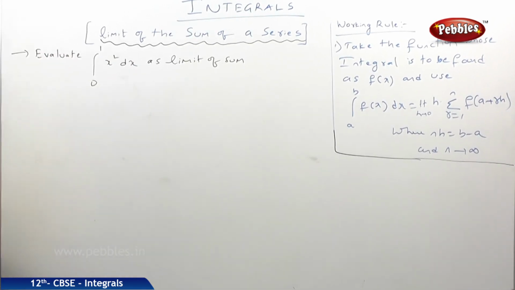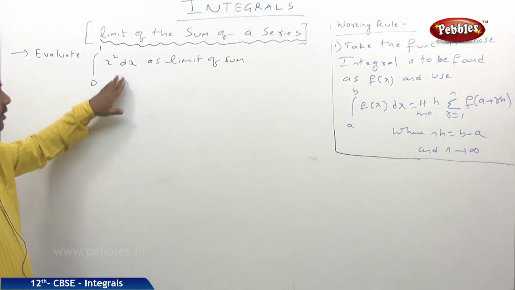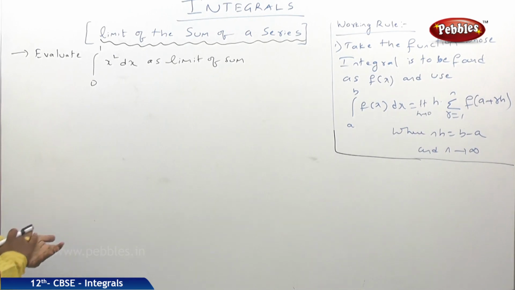Now we shall be seeing the last problem of the integrals and the last pattern. Evaluate integral 0 to 1 x square dx as limit of the sum. Similarly, here also we need to take the function as f of x whose integral is to be found.